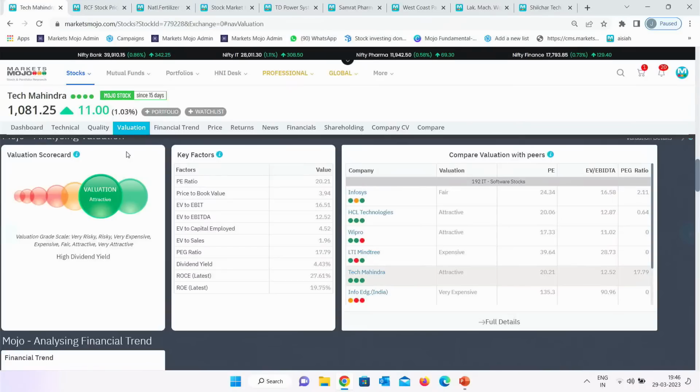No. The PEG ratio is extremely high, sir. That's 17.79. My approach was picking a stock with a PEG less than 1. So instead of Tech Mahindra, HCL Tech has a PEG ratio of less than 1. The idea is to pick stocks with a PEG ratio less than 1, not more than 1. In this ratio, we're not looking for a higher number, we're looking at a lower number.